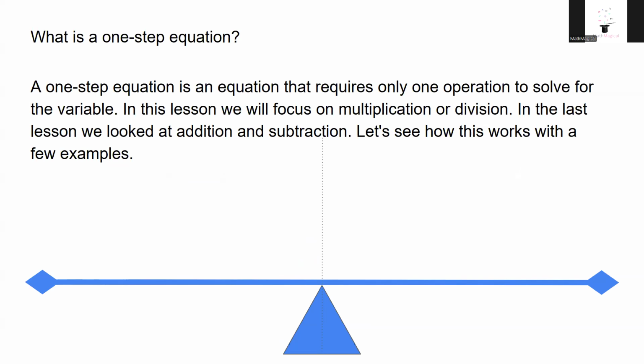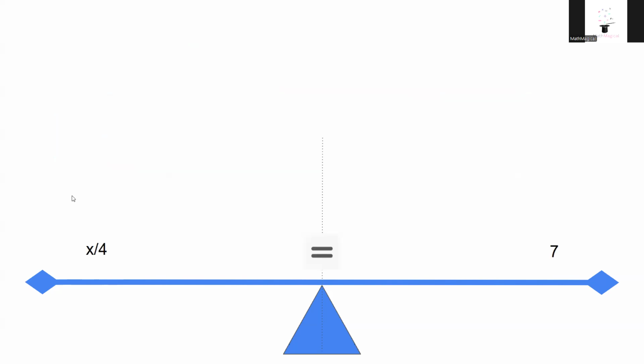Let's start by understanding what a one-step equation is. A one-step equation is an equation that requires only one operation to solve for the variable. In this lesson, we will focus on multiplication or division. In the last lesson, we looked at addition and subtraction. Let's see how this works with a few examples.